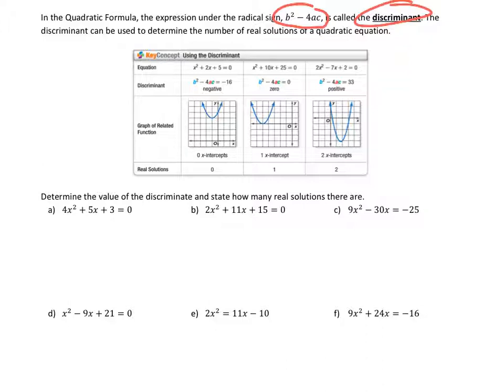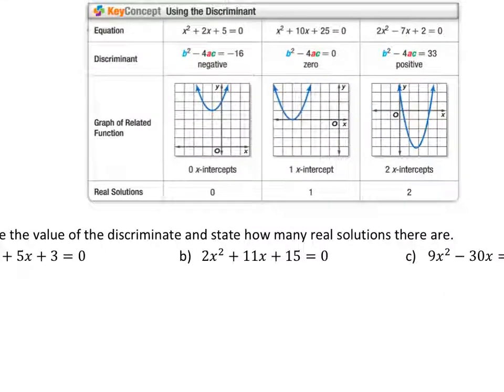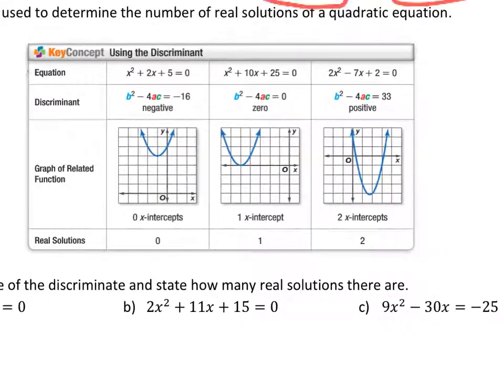So our discriminant is b squared minus 4ac. Not the square root, but what's under it. The discriminant can be used to determine the number of real solutions of a quadratic equation. All right, so here is a nice chart. So here are 3 equations. If I was to look at this first one, a is 1, b is 2, c is 5. I'm looking for the discriminant, so I'm going to plug in a, b, and c where they go. All right, so in this one, b is 2, a is 1, and c is 5, so I'm going to plug those in.